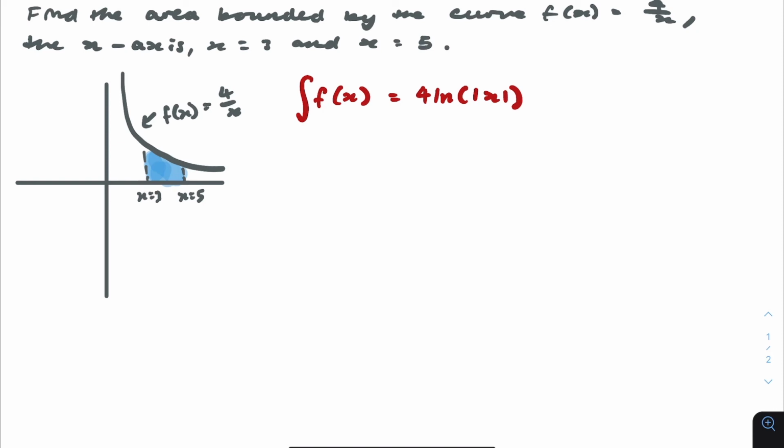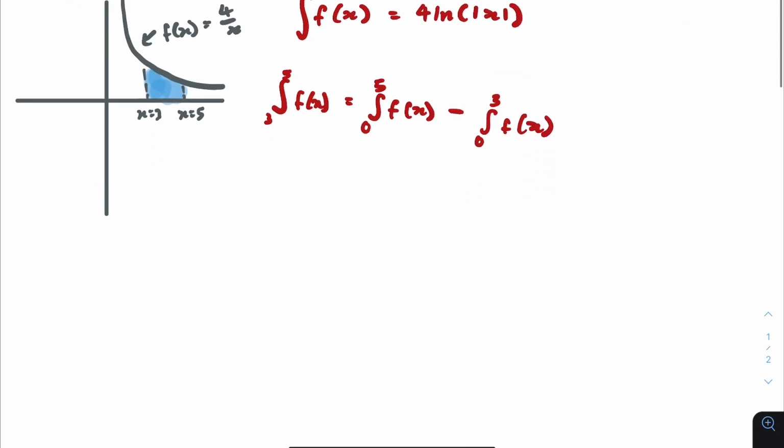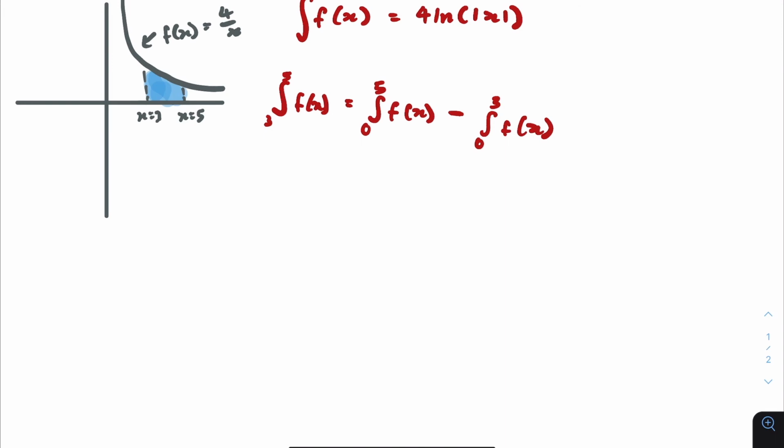Now, the next thing we have to do is construct our equation. So what we're going to have to find is the integral with upper bound 5 and lower bound 3 of f of x. And we have to realize that this is equal to the integral's value at the upper bound 5 of f of x, minus the value at the lower bound 3 of f of x. So let's start off by evaluating this equation using what we know.